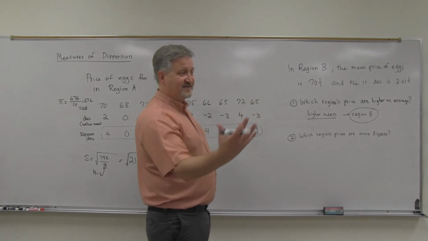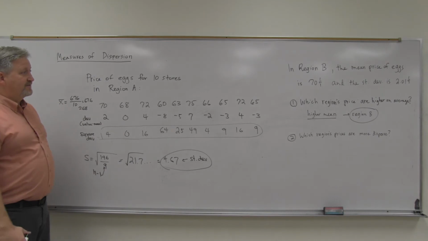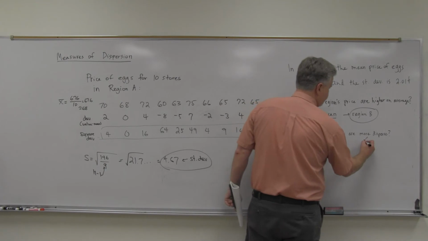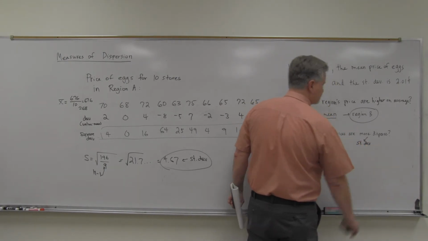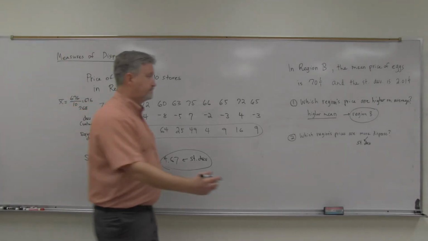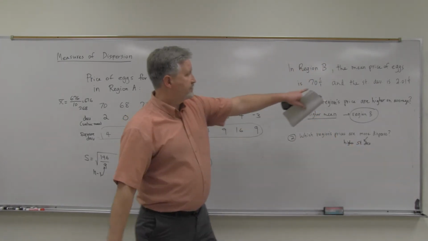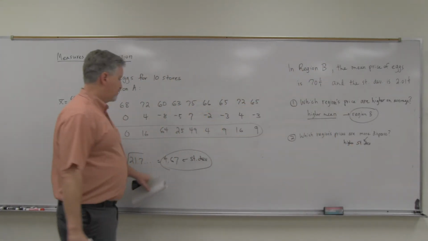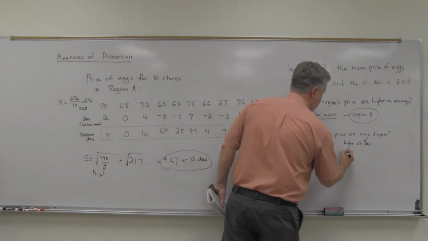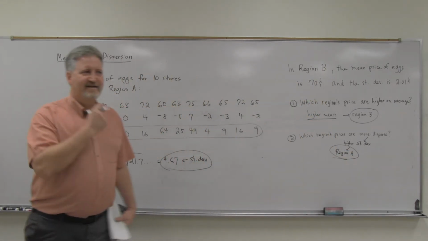Well, what tells us about dispersion in our statistics? Based on the ones we have here, it's the standard deviation, right? The standard deviation tells us about dispersion. And so for the more dispersed, we want the higher standard deviation. So which one has the higher standard deviation? We got 2.01 for B. We got 4.67 for A. So it looks like A's, right? Region A. Everybody okay with that?